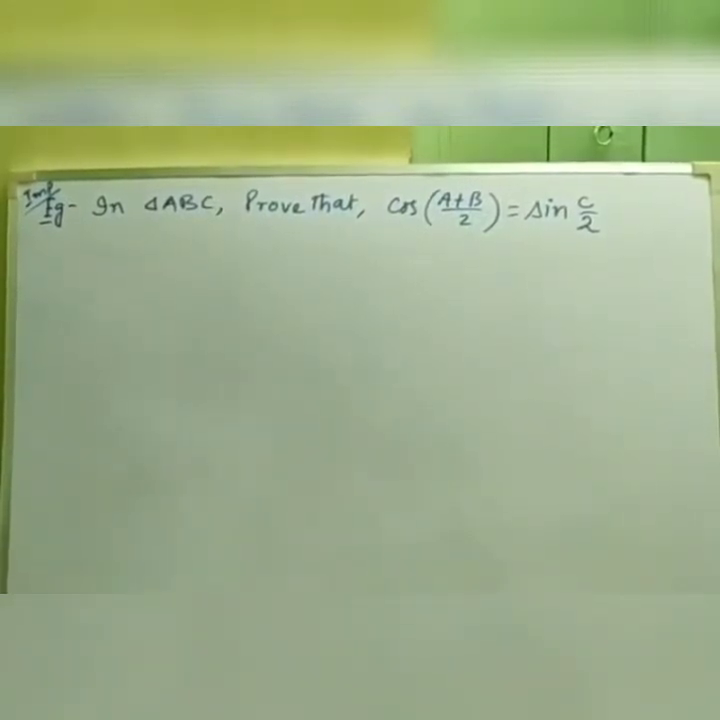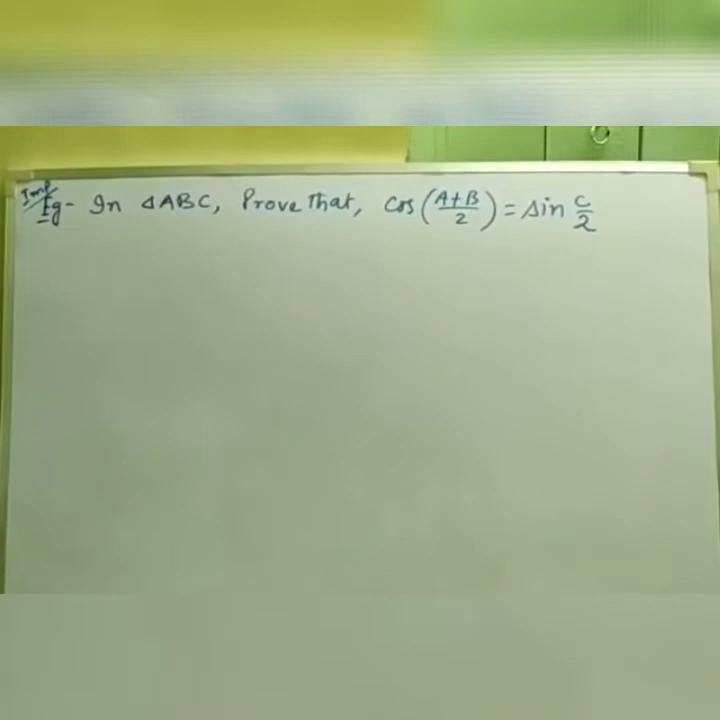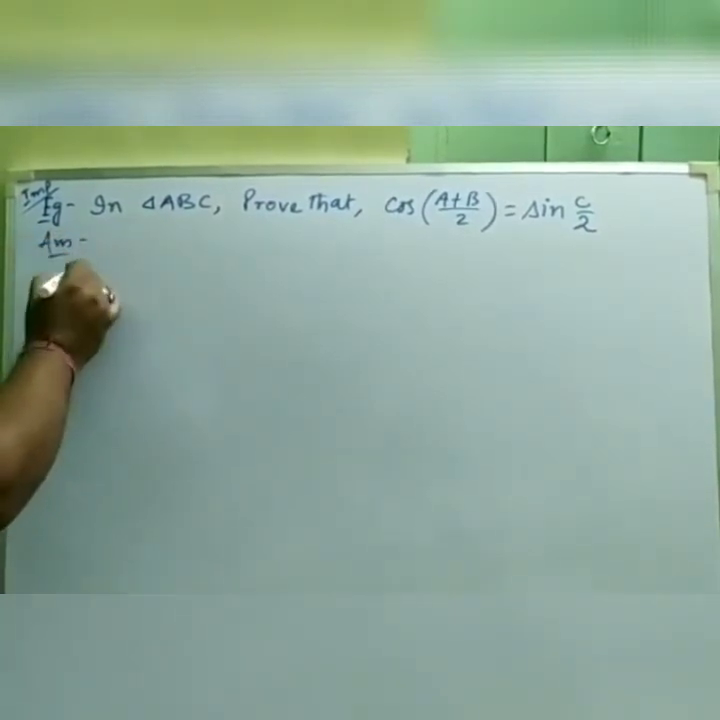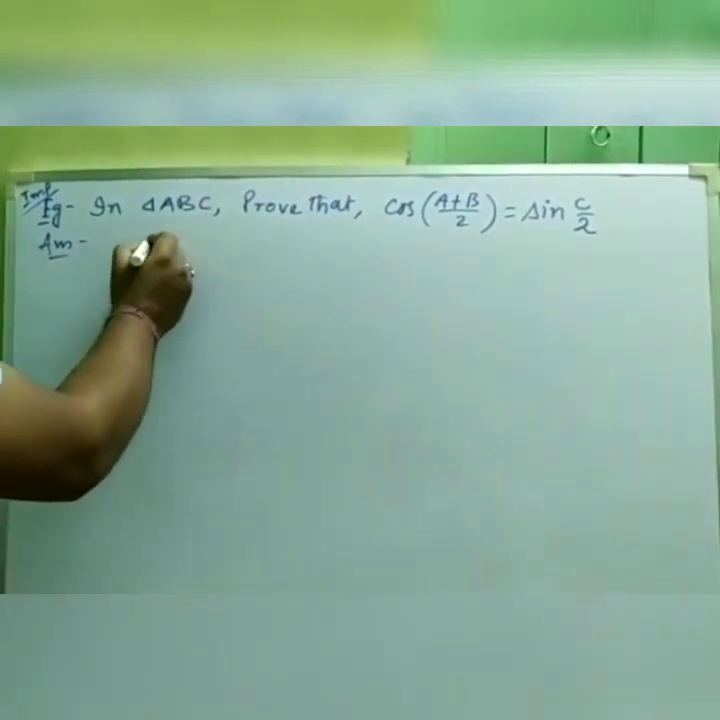Another important sum: in triangle ABC, prove that cos of A plus B whole divided by 2 equals sin C by 2. Here it is given that angle A, angle B and angle C are the three angles of triangle ABC. So let me show you now how to prove this. It's one of the important ones.